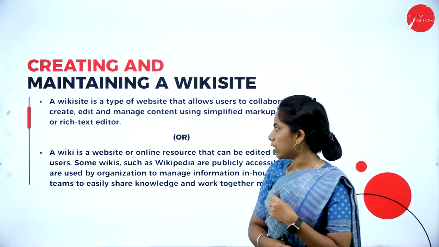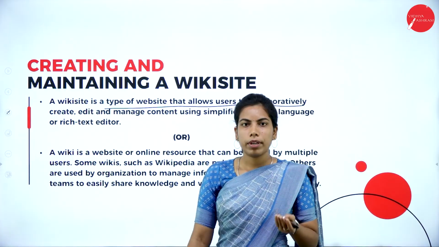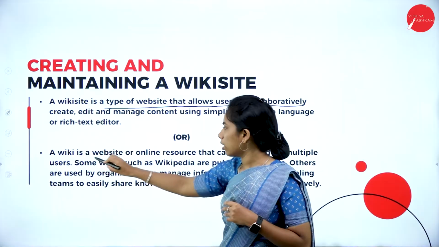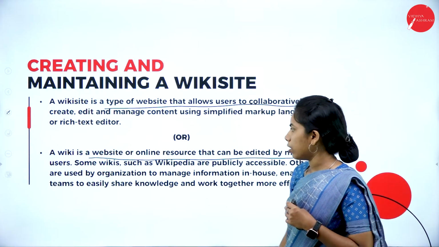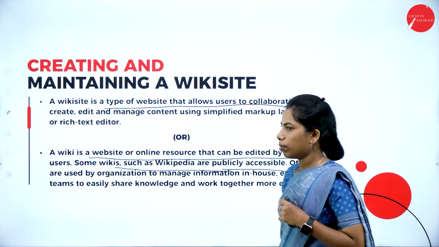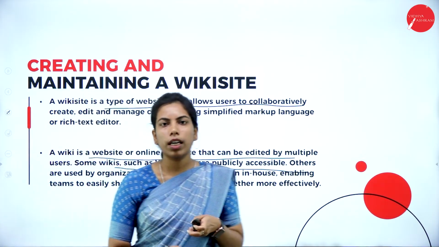What is a wiki site? A wiki site is a website that allows users to create and collaborate on content with other users. A wiki site is a website or online resource that can be edited by multiple people or users. Some wikis, such as Wikipedia, are publicly accessible. Mainly Wikipedia, you already see, right? That is what comes under a wiki site.